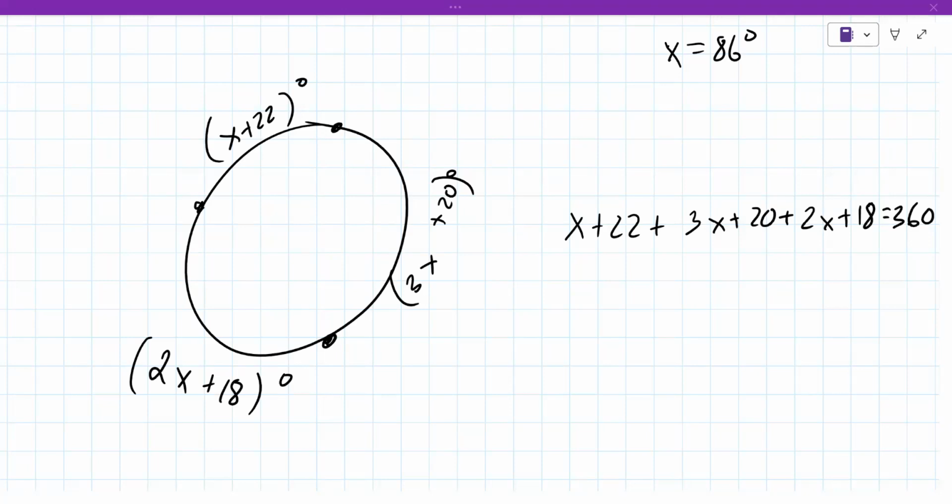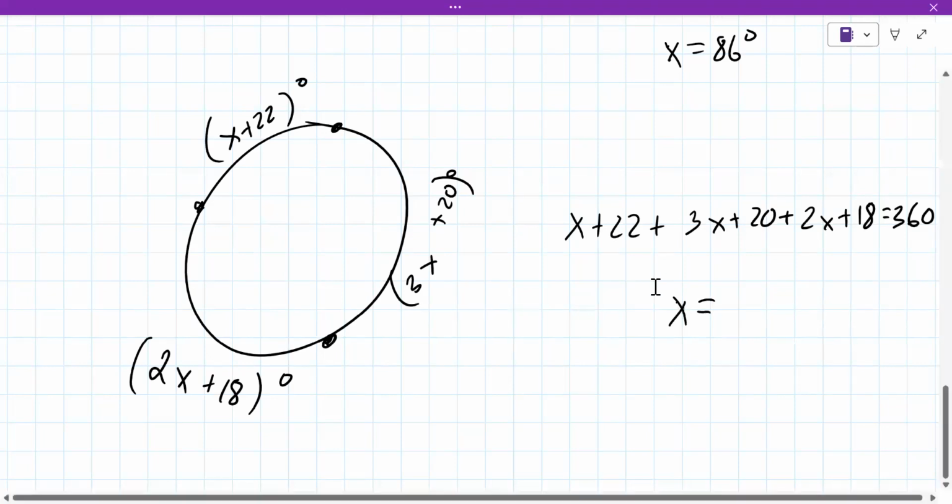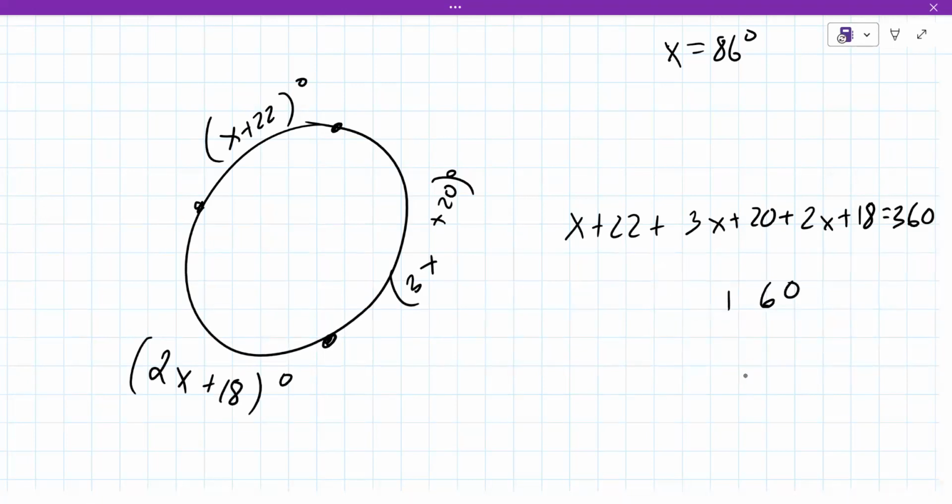X equals 30. Okay. How did you come up with that? First of all, you have to add 22, 20 and 18. That's going to give you 60. Okay, and what does x plus 3x plus 20 add up to?